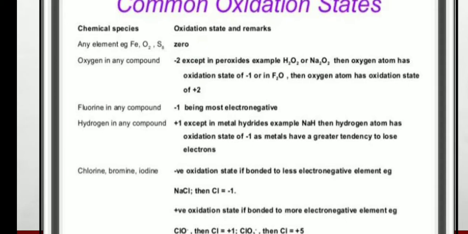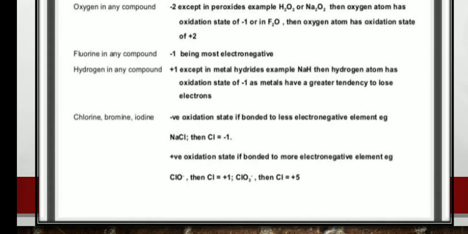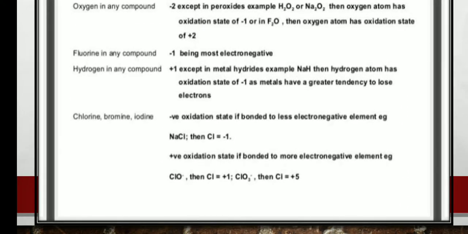Positive oxidation state if bonded to a more electronegative element, for example ClO minus and ClO3 minus. ClO minus, chlorine oxidation state +1. ClO3 minus, chlorine oxidation state +5.